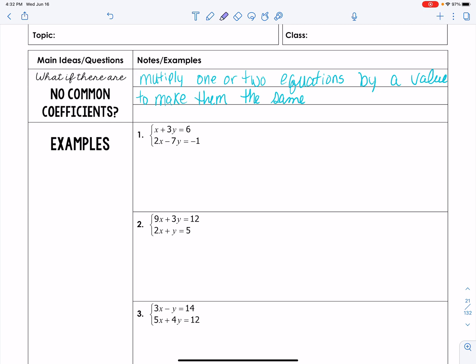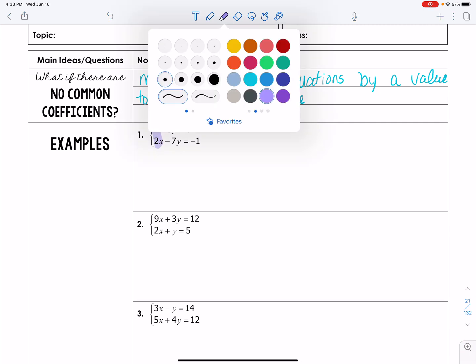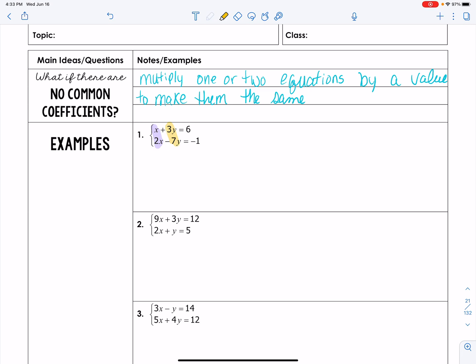Okay, so if I look at this, my x's are 2's and my y's are 7 and 3's. I could make my x's both 2's pretty easily. I probably wouldn't do this way, but you could, 3 and 7, you could make your y's both 21s. I think it would be way easier to make my x's 2 because all I would have to do is multiply this x by a -2. So I'm going to multiply everything by a -2. So that would be a -2x minus 6y equals a -12. That's where a lot of kids mess up, is they forget to multiply the 6. You got to multiply everything.